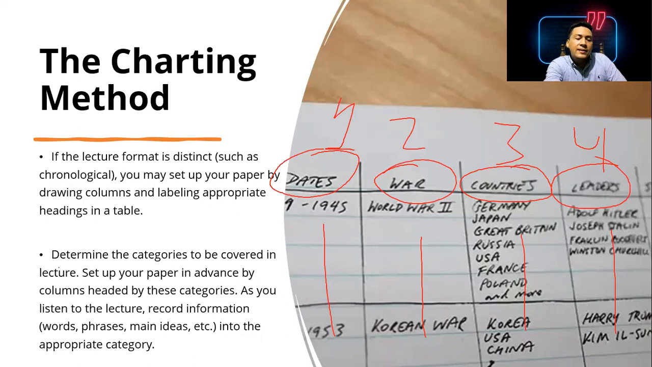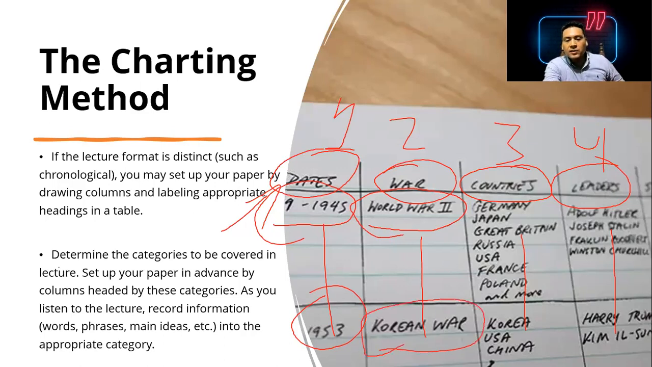So it means if I wrote in the first column dates, I'm going to write down all the dates that I can hear during the lecture, okay? And if I write war, which is the second category, I'm writing World War II and the Korean War. Countries: which countries were involved in the war? Germany, Japan, Great Britain, Russia, USA, France, Poland, etc. And in the Korean War, the countries that participated were Korea, USA, and China. Who were the leaders? And here I have the names of the leaders. Basically, that is the charting method.